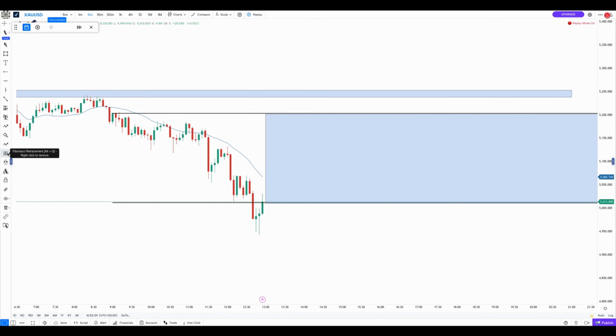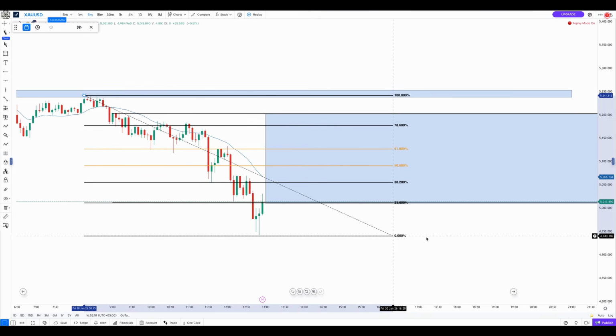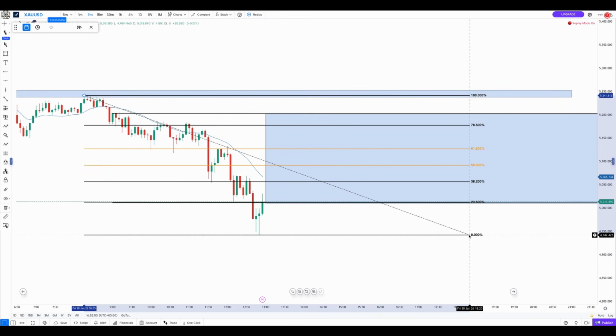So I'm going to draw a Fibonacci from this high here, and then I'm going to draw it to this lowest point right here at the bottom like this, and then I'm going to project this forward just to determine how far the market might retrace inside of the tradable box. So now let's play the market ahead and see what happens.